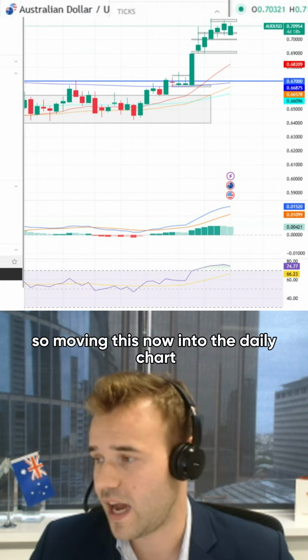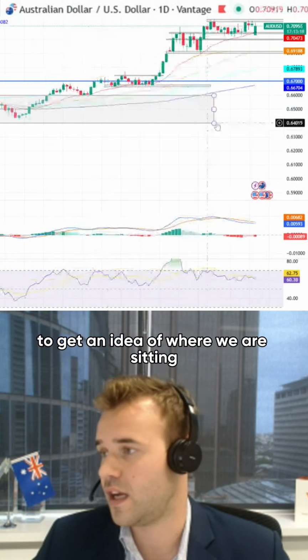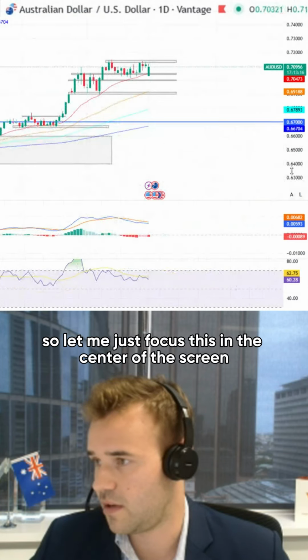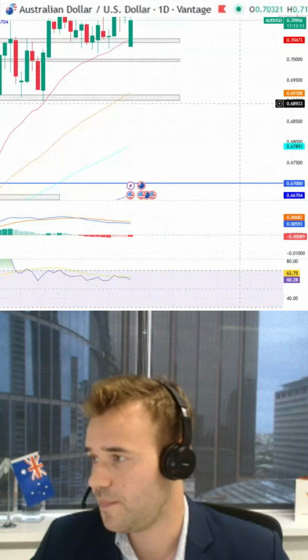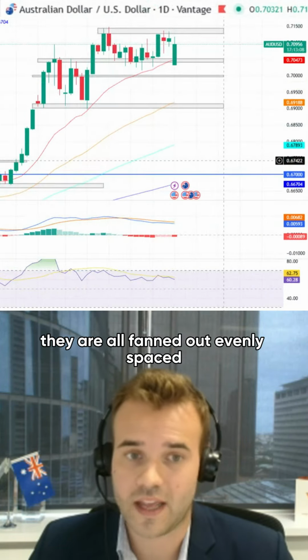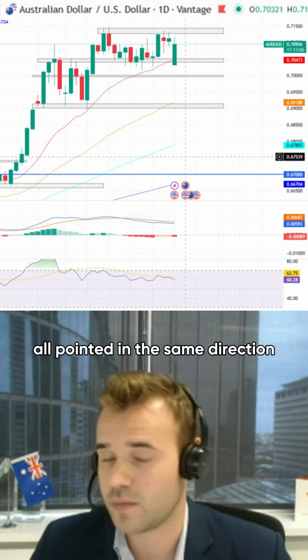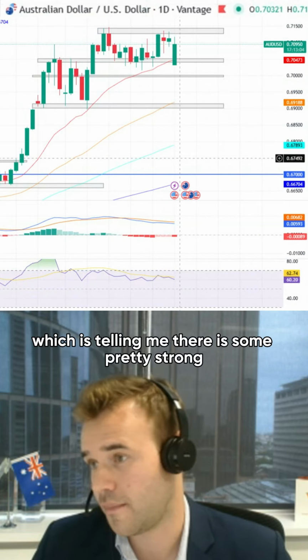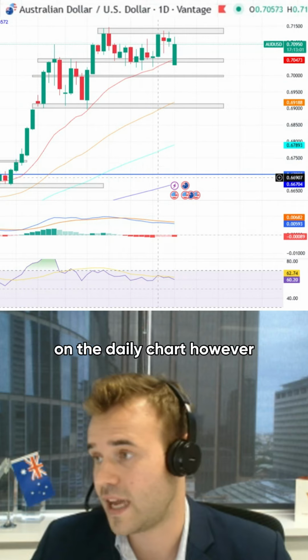So moving this now into the daily chart to get an idea of where we are sitting. Let me just focus this in the center of the screen. As we can see, our moving averages are all fanned out, evenly spaced, all pointed in the same direction, which is telling me there is some pretty strong bullish momentum on the daily chart.